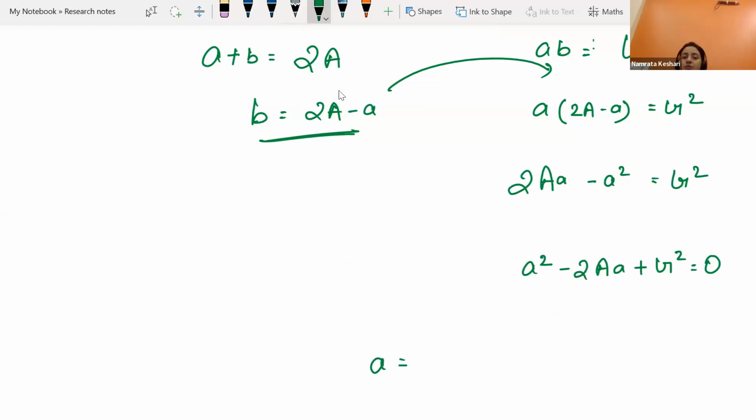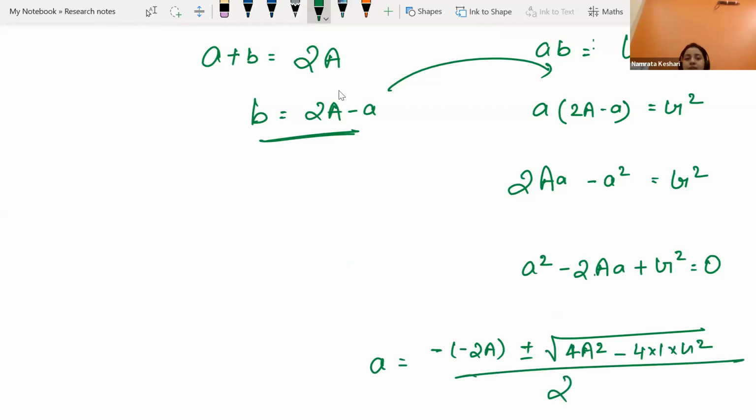So a is equals to minus b, that means minus of minus 2A, then plus minus under root b square, that means 4a square, minus 4ac. Minus 4, what is our a? Only 1. And c, what is it? g square, by 2a. Is it clear so far, Ali and Alina?